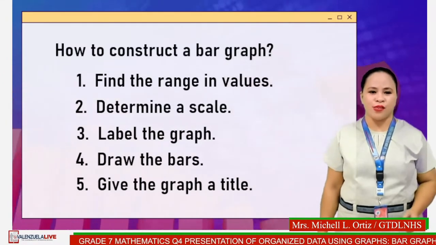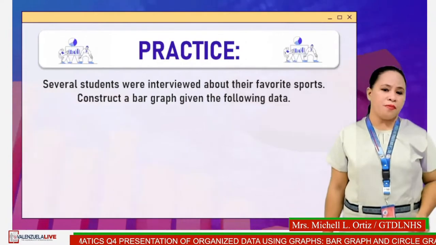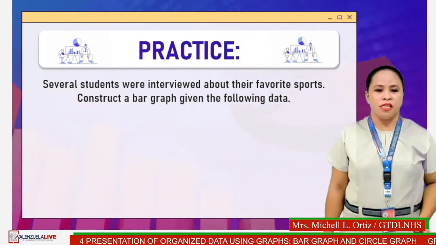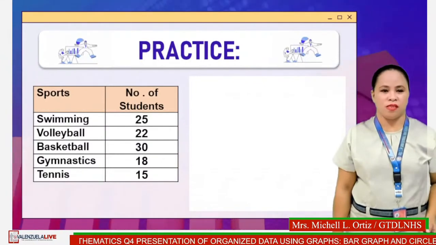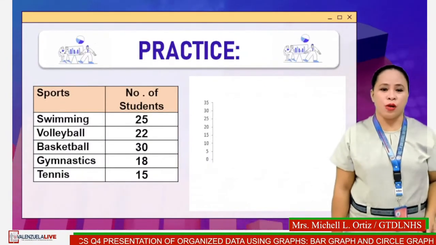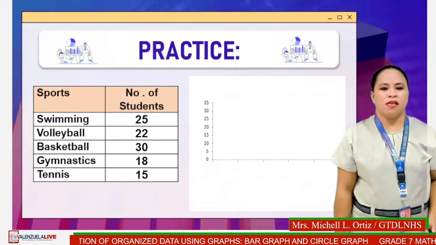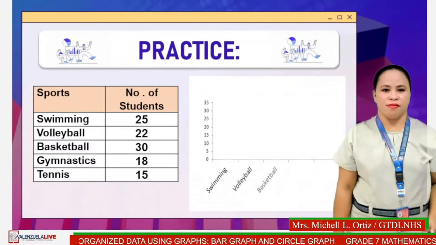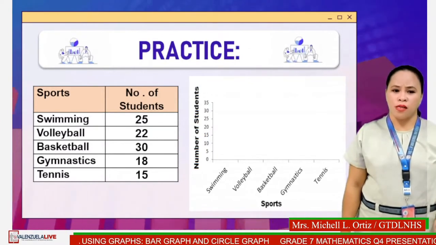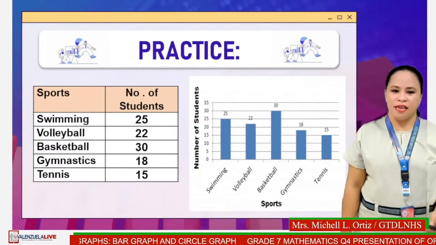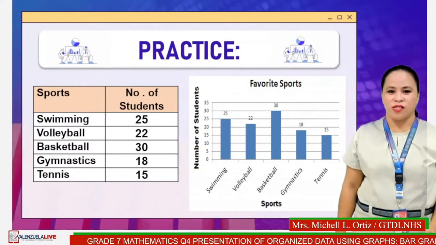Let us have some practice exercises. Several students were interviewed about their favorite sports. Construct a bar graph given the following data, considering the following table of values. Product bar graph. First, draw the vertical axis with its yield and the horizontal axis, the categories and the labels. Then, draw the bar graph. Finally, give the title of your graph. Bar graph can also be presented in horizontal form.